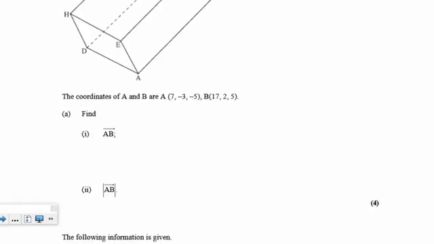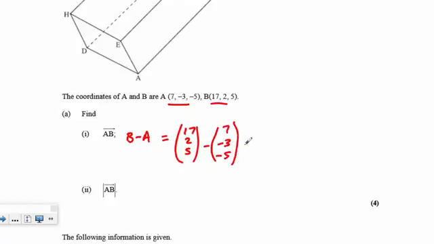They want me to find the vector AB. So that's easy. It's going to be B minus A. They give me B, they give me A, let's subtract them. So this is going to be 17, 2, and 5 minus the vector A, 7, -3, -5. So 17 minus 7, most people call that 10. 2 minus -3 will be 5, and 5 minus -5 will be 10. So the vector AB is 10, 5, and 10. The next follow-up question, of course, is what is the magnitude of AB, the length of the vector AB?